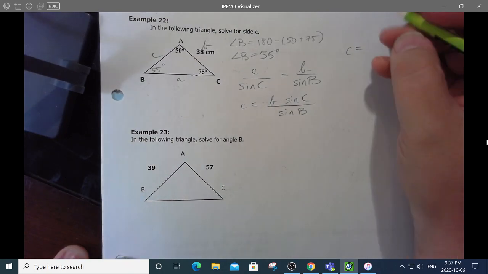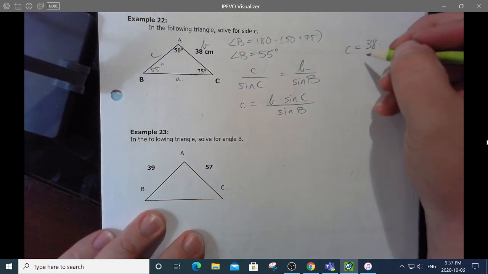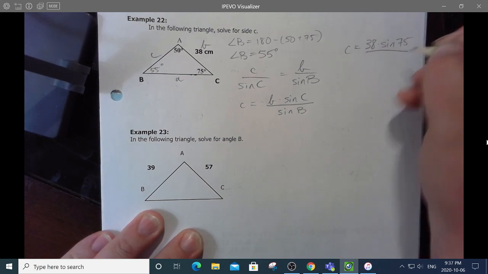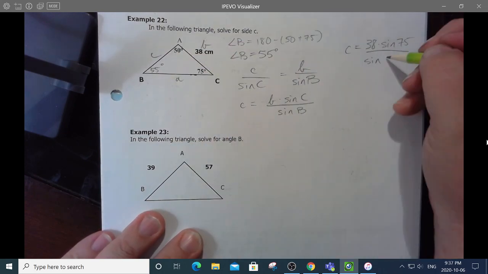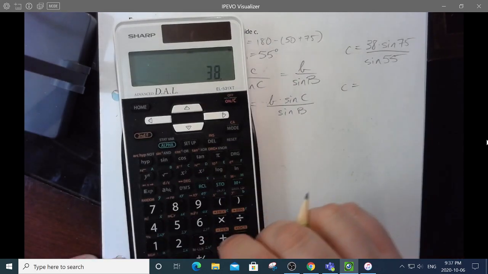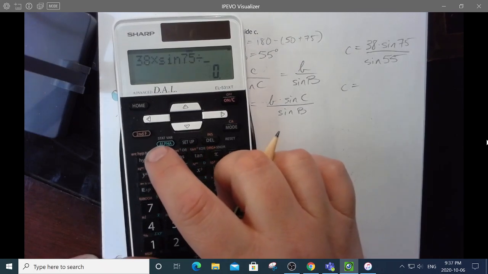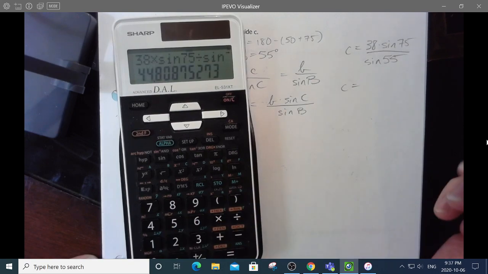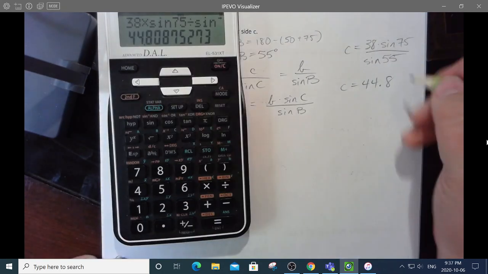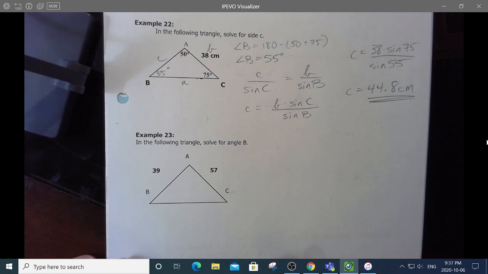C is equal to, now I'm going to plug in numbers. Side B is 38. Sine of angle C is the sine of, which one's C? Sine of 75, all over the sine of angle B, which is 55. So C is equal to 38 times the sine of 75 divided by the sine of 55. Ba-da-boom! 44.8 centimeters. Done. Side C.